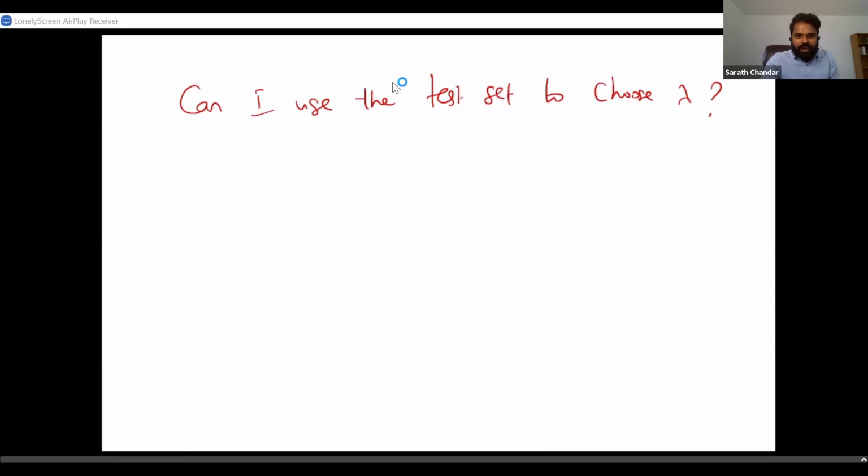Don't answer in the chat. So can I use a test set to choose the value of lambda? A, yes, B, no. Okay, I will be ending the poll soon.